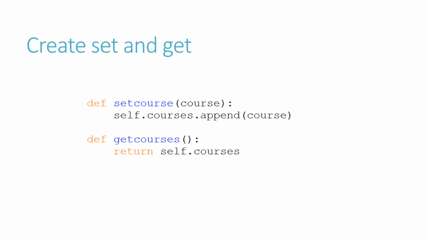So here are set and get procedures. They're pretty straightforward. Set courses takes the name of the course as a parameter and appends it to the list of courses. Doesn't have to return anything or print anything. It just adds to the list of courses. And the get procedure just returns the list of courses. So they don't do much. They just allow you to access the attributes through procedures, get and set procedures.